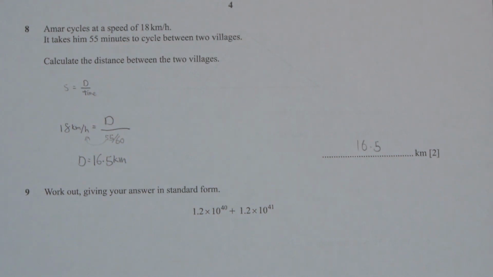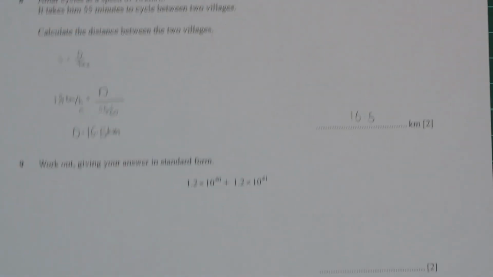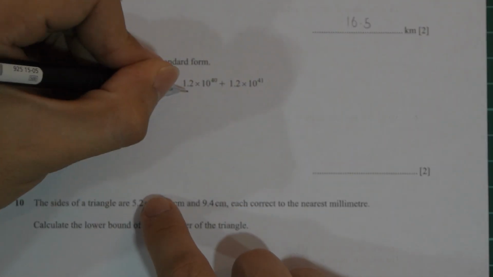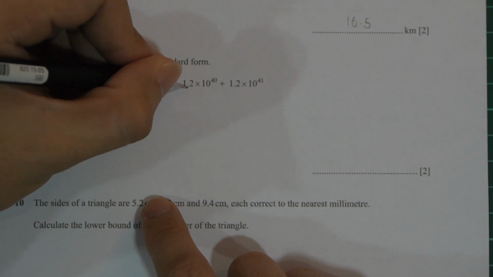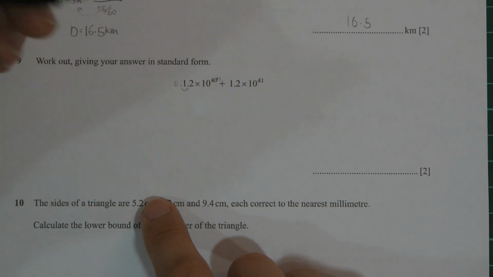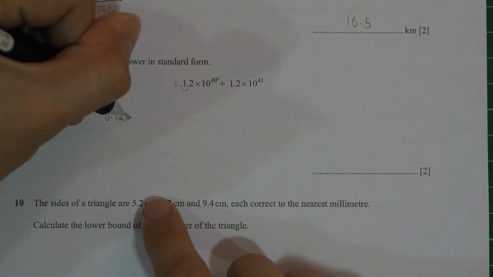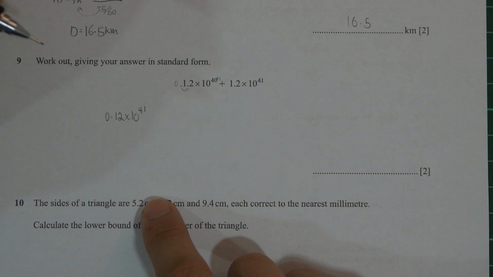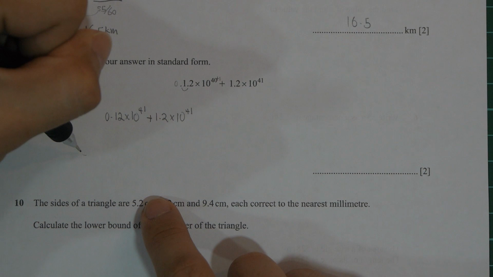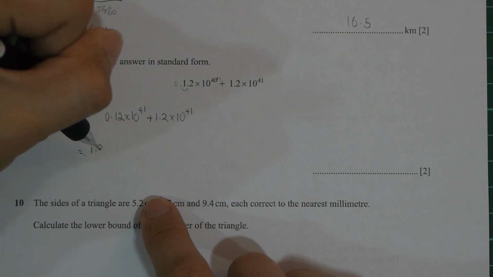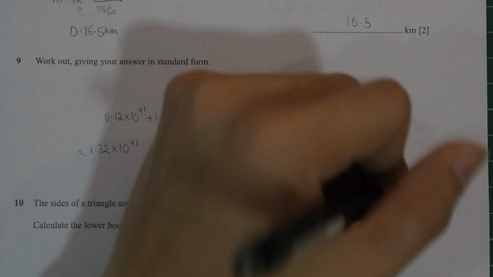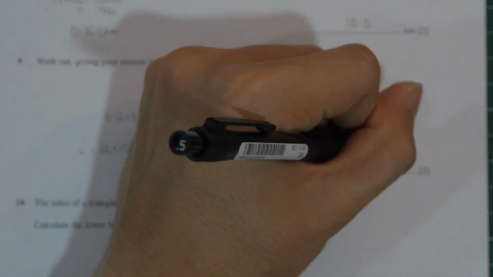Whereby for question 9, okay, so the first thing first, when you solve this kind of question, you're required to change the 10 to the power into the same first. So in my case, I actually prefer to change the smaller one into the bigger one first, simply by shifting one decimal. So after you shift the dot, you will get 0.12 times 10 to the power of 41. So now you're able to add them up together to get the final results.